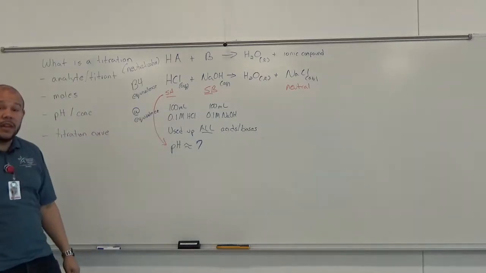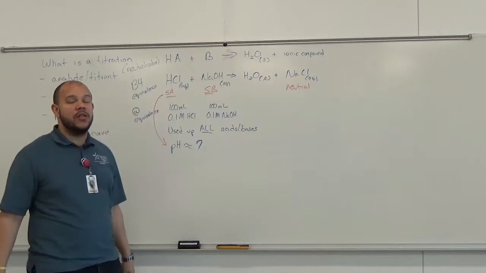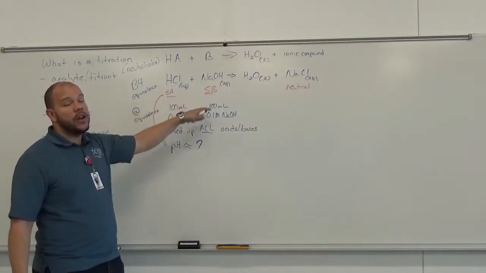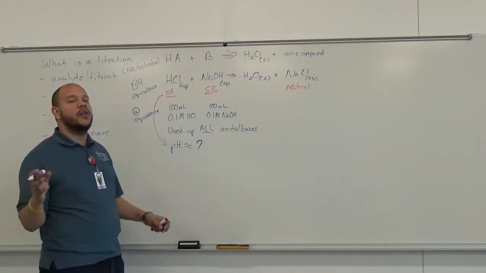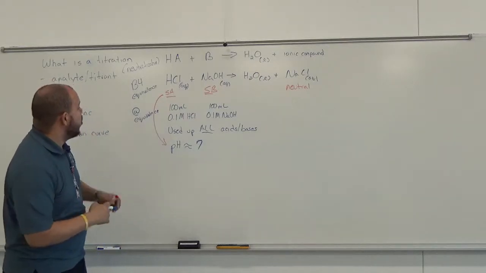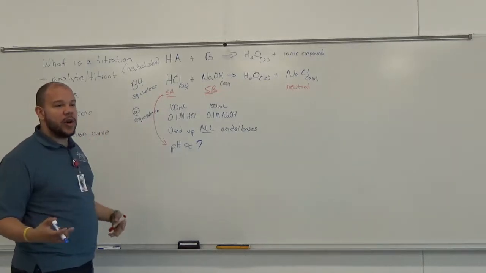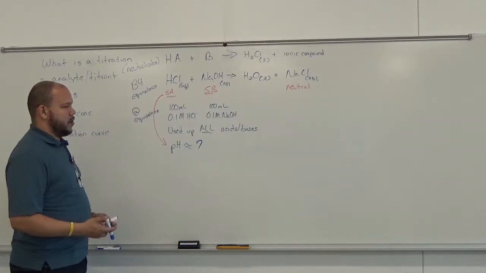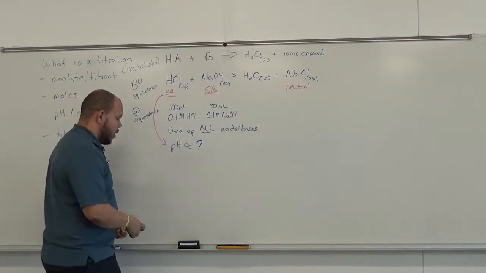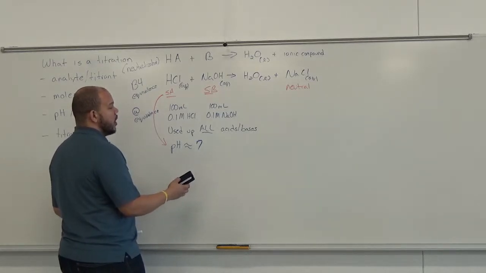So at equivalence, meaning the number of moles of acid and base are equal, we should have pH approximately 7 when we're dealing with strong acid, strong base. Doesn't matter which strong acid or strong base, as long as they are considered such. So we talked about before equivalence, we talked about at equivalence. Now let's talk about after equivalence.